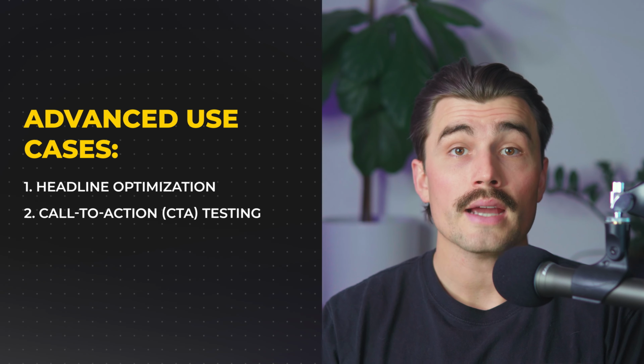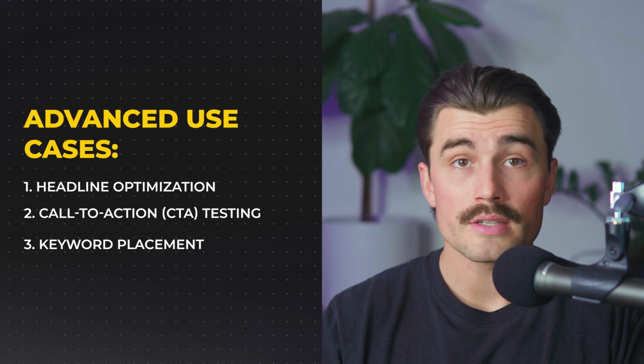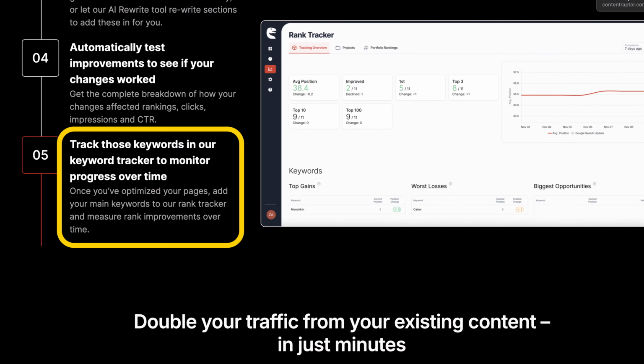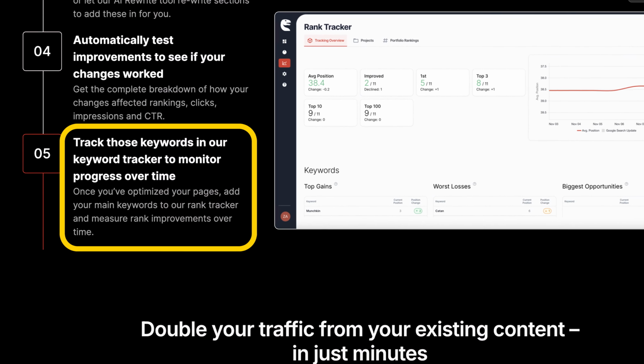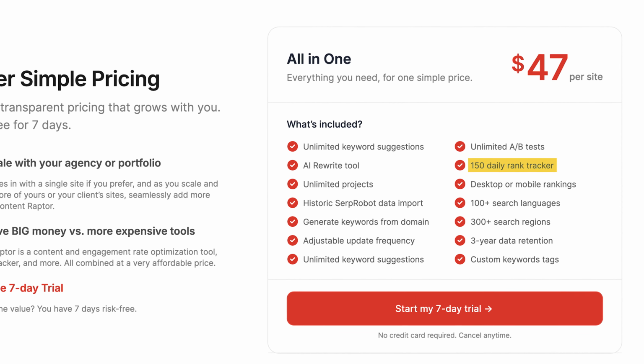Experiment with different calls to action to improve conversion rates. Keyword placement. Assess whether strategic placement of keywords impacts your rankings. Rank tracking. Content Raptor's rank tracker lets you monitor how your keywords perform over time. The base plan includes tracking for up to 150 keywords per site with daily updates.